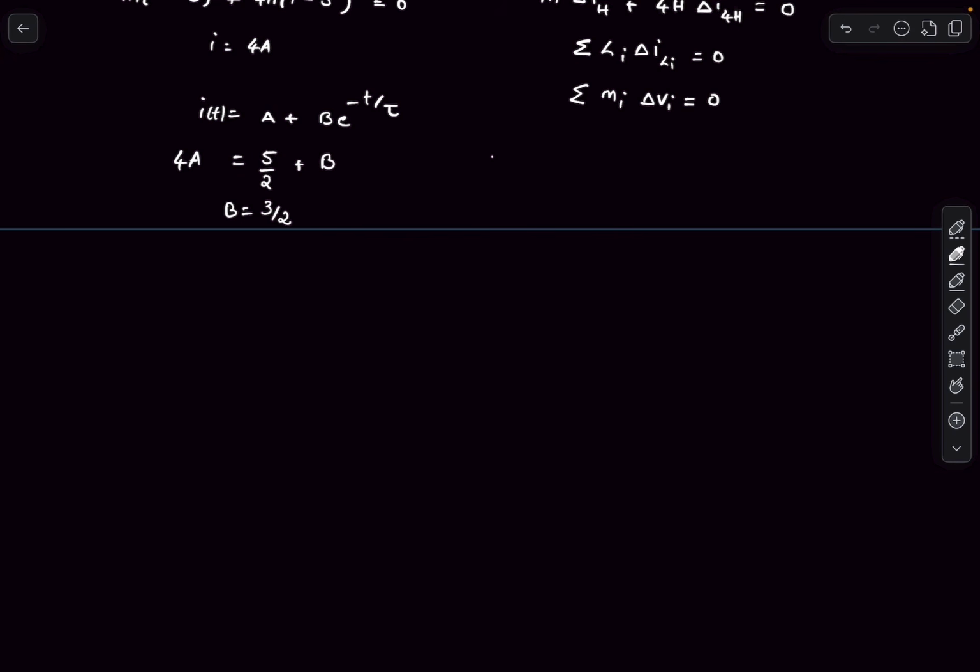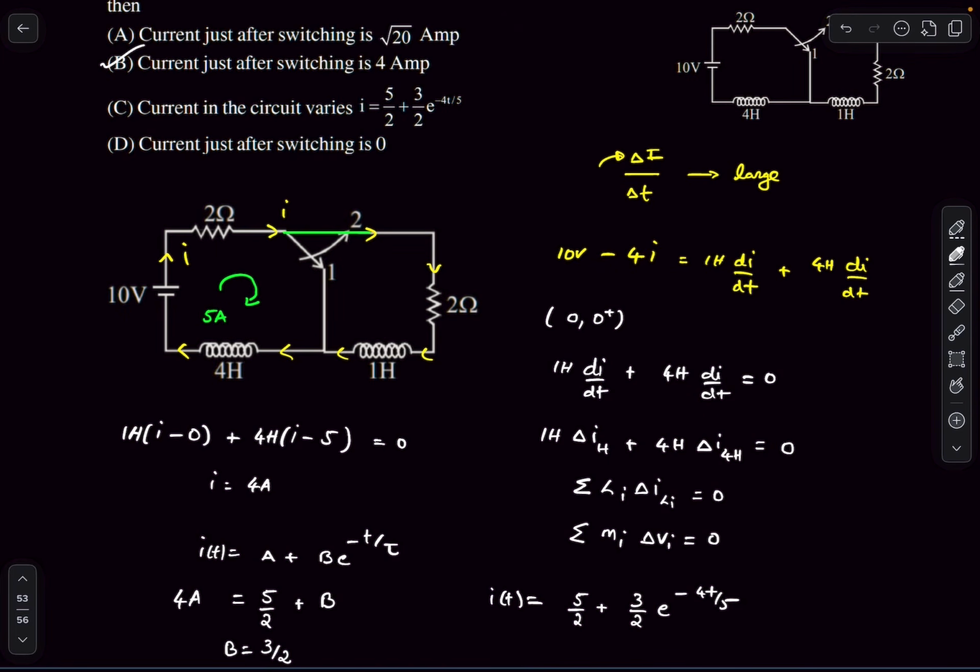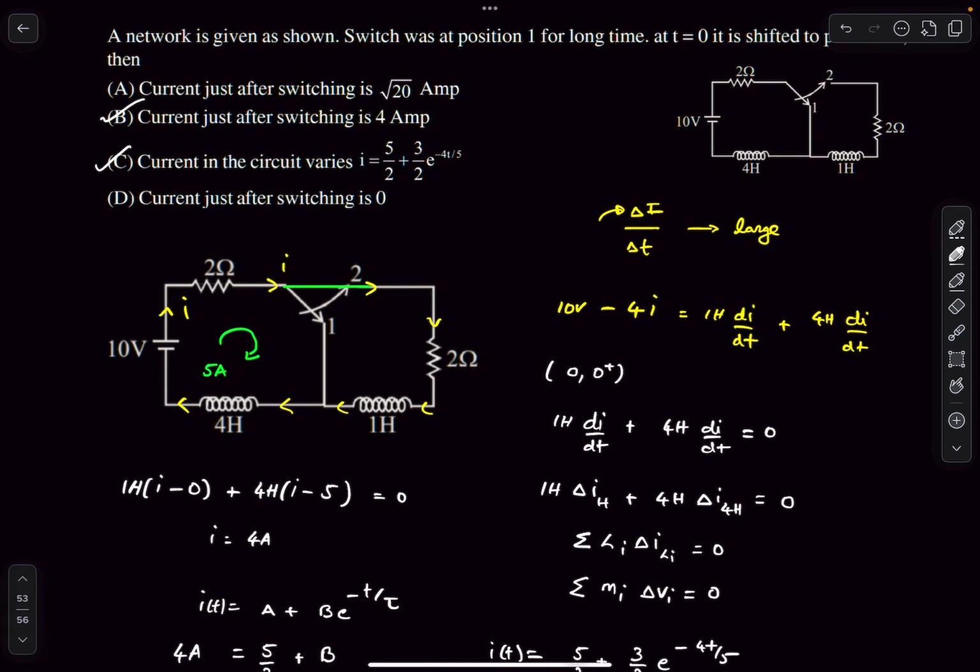So finally, the current as a function of time is just 5 by 2 plus 3 by 2 e to the power minus 4t by 5. Okay, so C is also correct. So that is this problem. Now let's move to the next one.